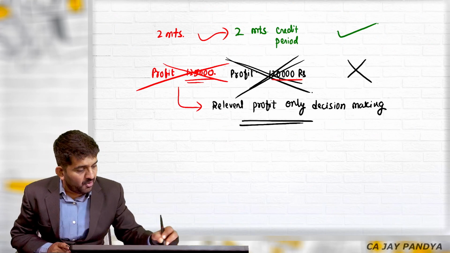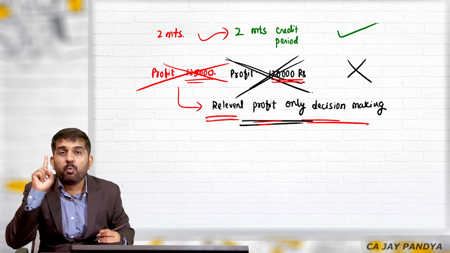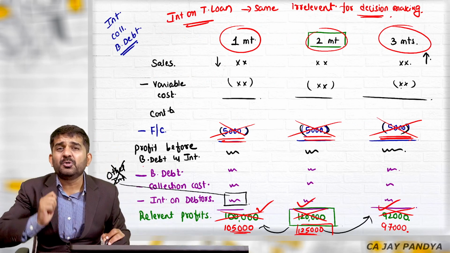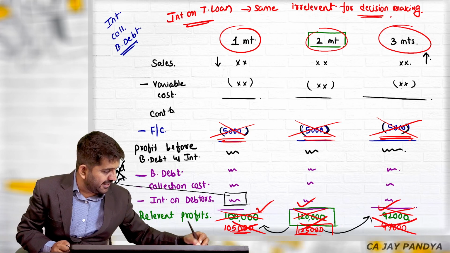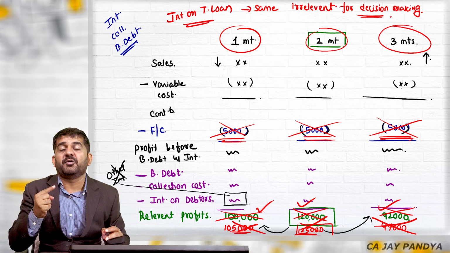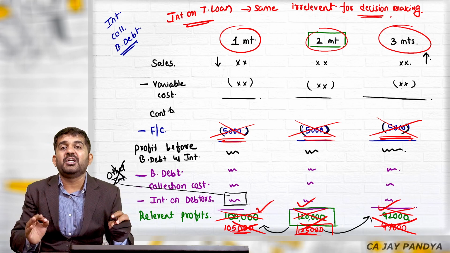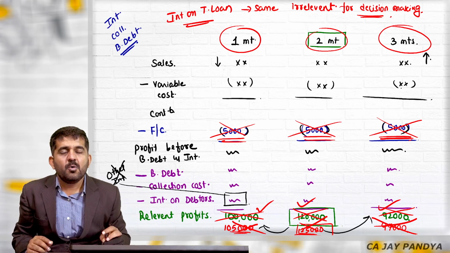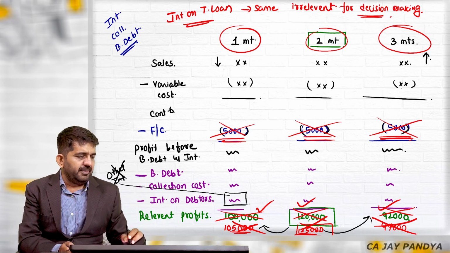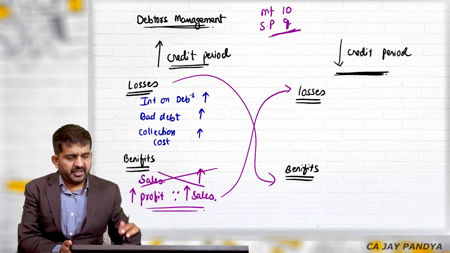So this type of profits are only relevant profit only for decision making. Once you take the decision, compare it. Once you take the decision, the figures are useless. They are not actual profit. They are not recorded profit. They are not the profit which you are going to earn. They are not variable profit. They are relevant profit only for decision making purpose, whether your credit period should be 1 month, 2 months or 3 months. This is how we will be taking our debtors decision or debtors management.